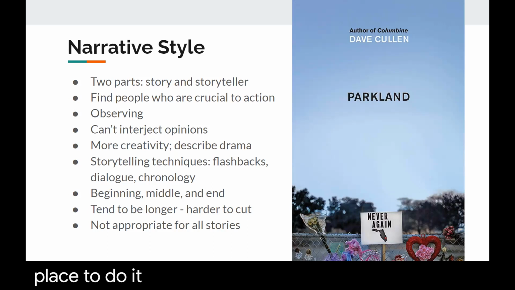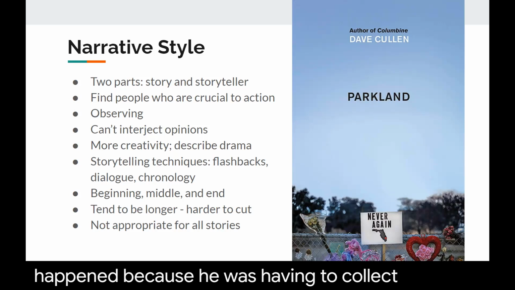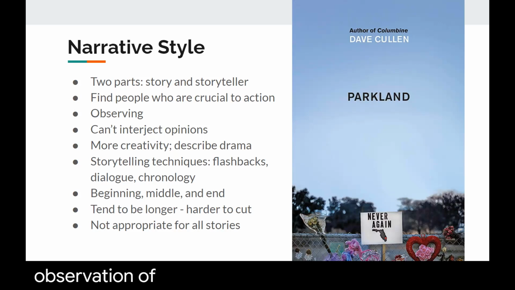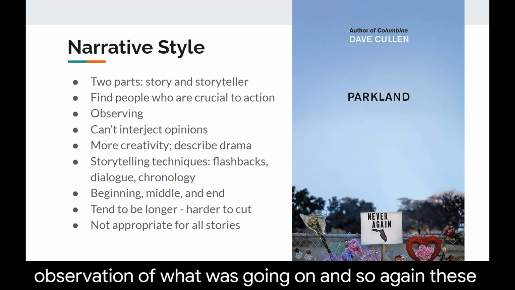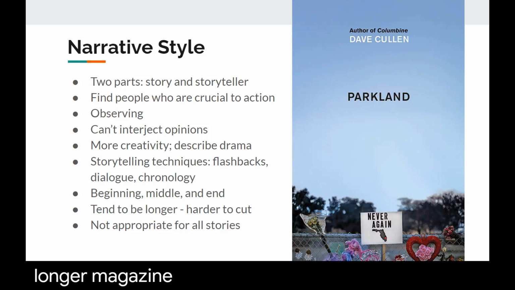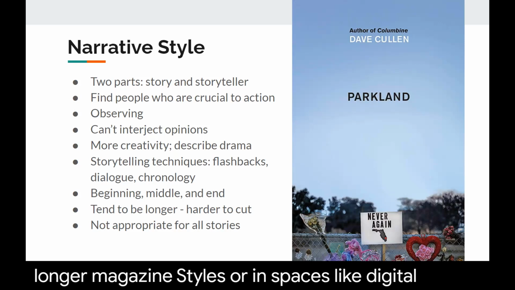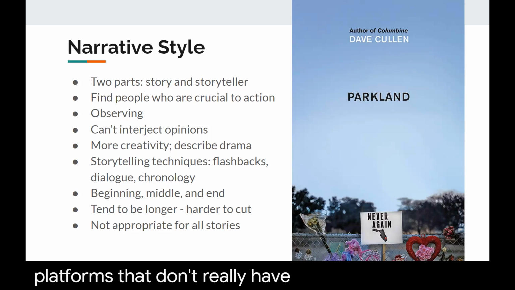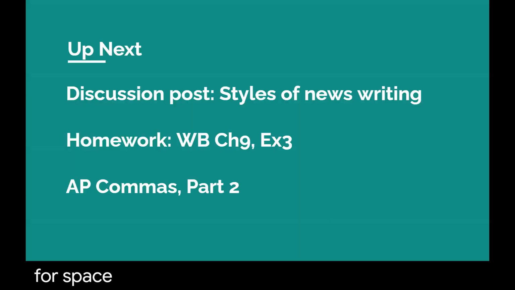I mean, Cullen's book came out over a year after the Parkland shootings happened because he was having to collect so much observation of what was going on. And so again, these tend to be more feature pieces that are used in longer magazine styles or in spaces like digital platforms that don't really have the same limitation for space.